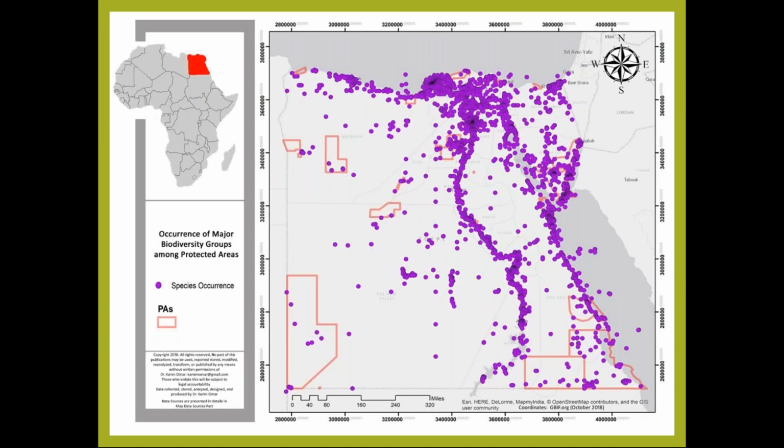This is the distribution of the total coordinates collected for the main kingdoms of biodiversity in Egypt. Of course, this is not all the coordinates that have been recorded, but for now this is the most available correct data set that we could collect. Next slide.